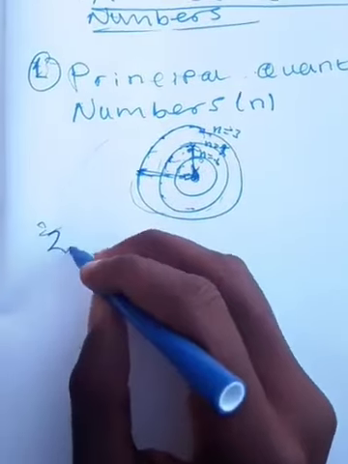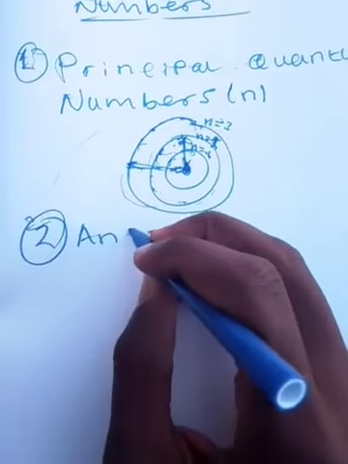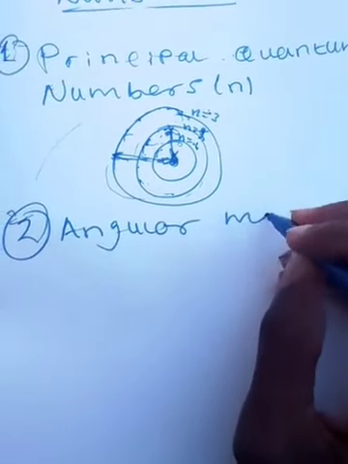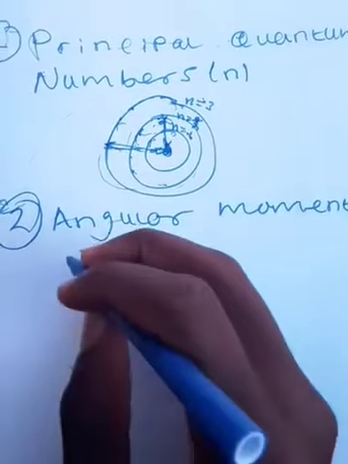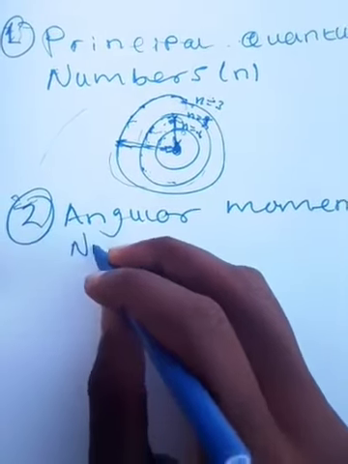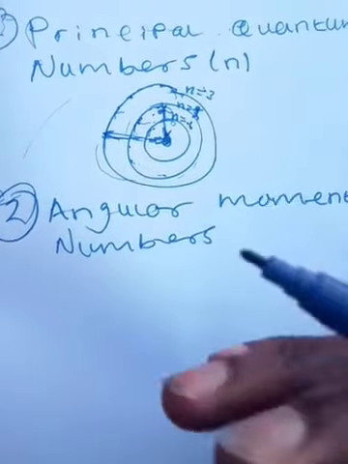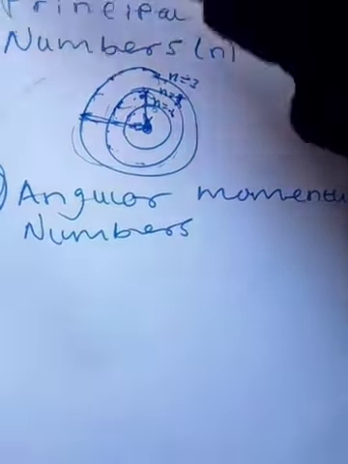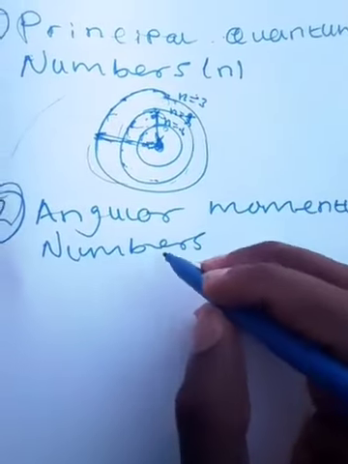Let's go to 2. So now let's talk about the angular momentum numbers. For these you need to pay a lot of attention, okay? They are not hard, but they are very important. You need to understand them. So we have the angular numbers.